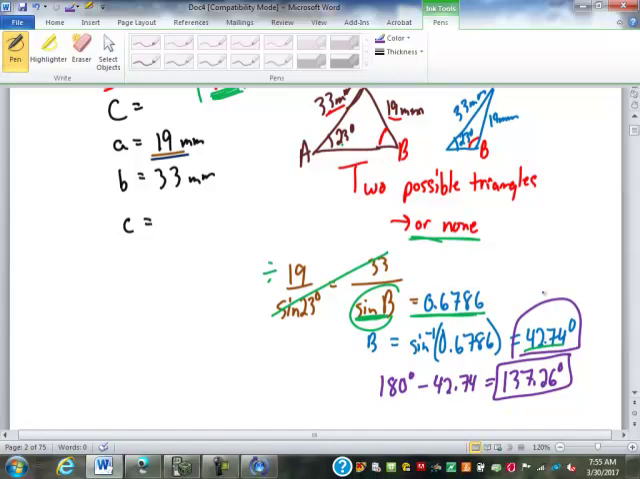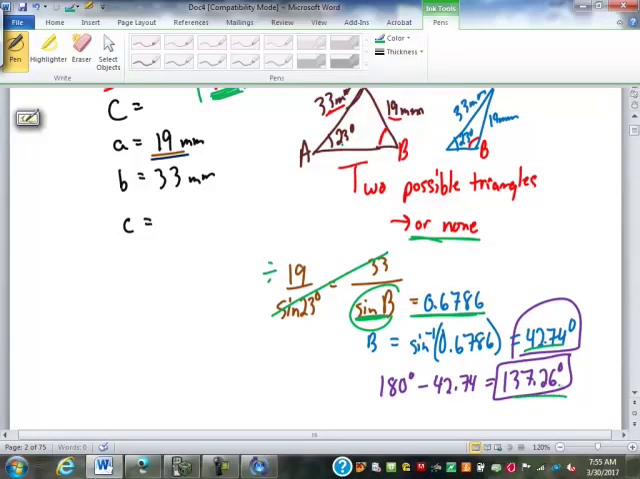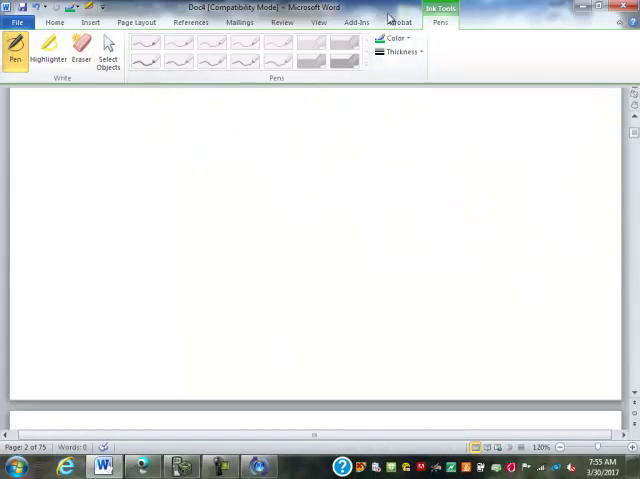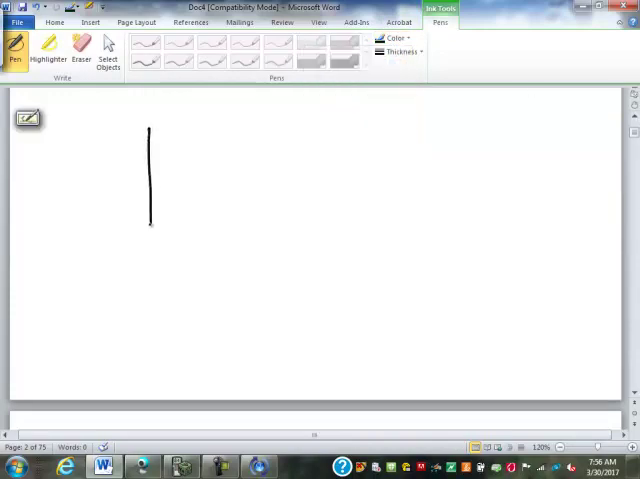I will always give you a picture where it gets to be tricky. So of course that's the angle for B then. I'll write that in, 137.26. And you find angle C by subtracting, and then the rest of that's pretty straightforward. The only time where the picture is really kind of tricky is when the picture looks something like that.